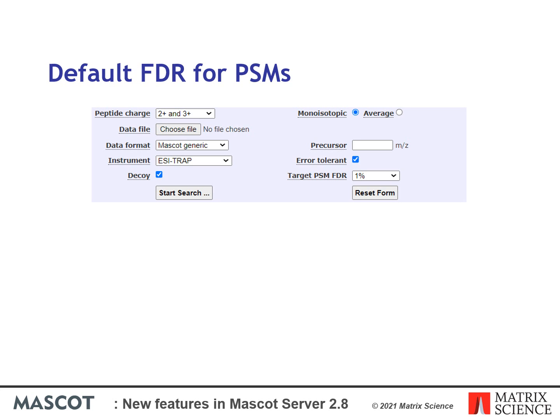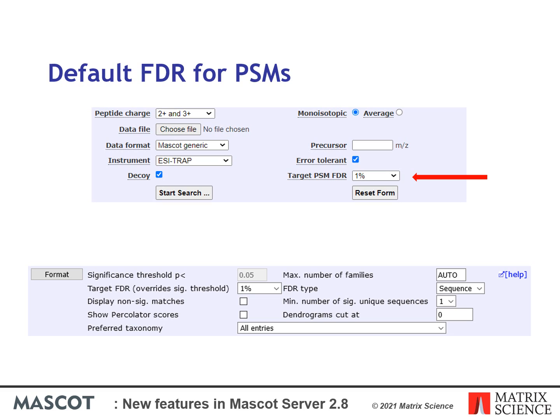Mascot 2.8 has a new search form control for target decoy searches. You can select a target FDR for peptide spectrum matches from a drop-down menu. The setting applies to both standard searches and error-tolerant searches. In standard searches, results are automatically thresholded to the selected FDR when the report loads. In error-tolerant searches, Mascot additionally thresholds first-pass matches to the selected FDR before running the second-pass search.